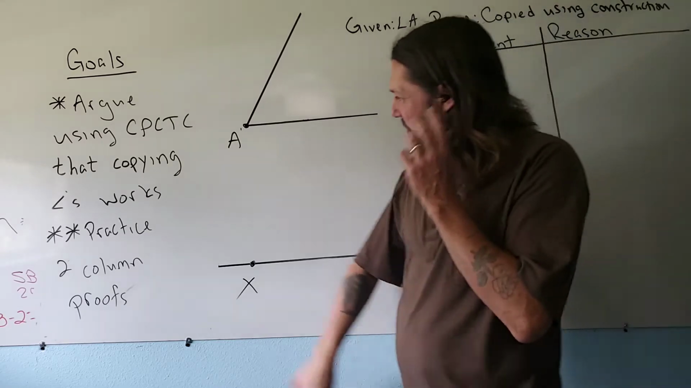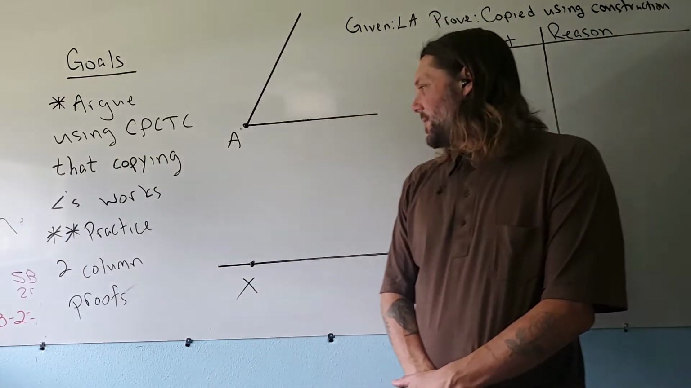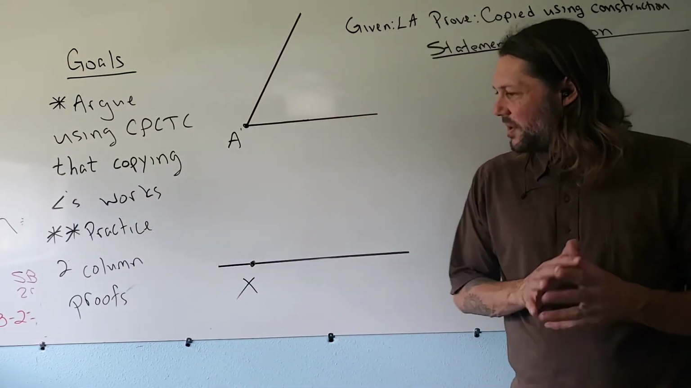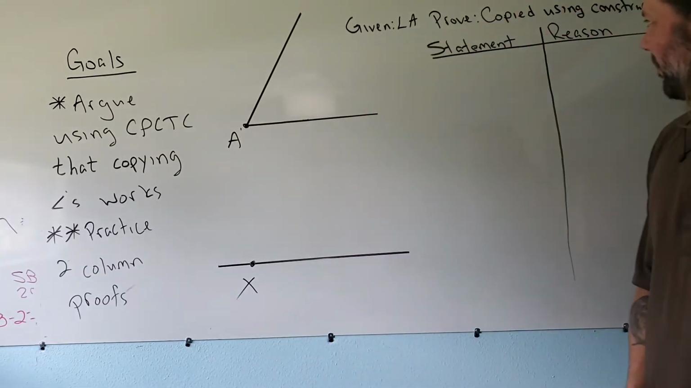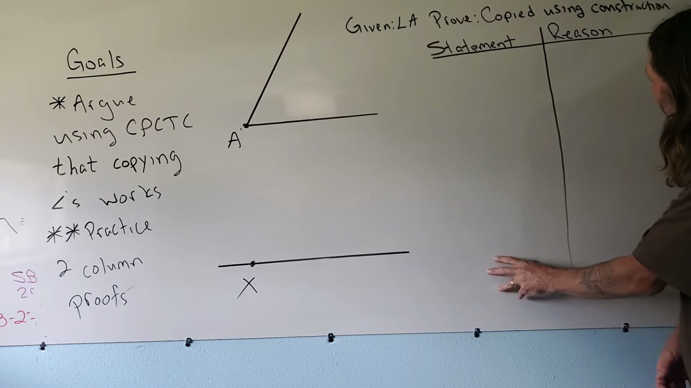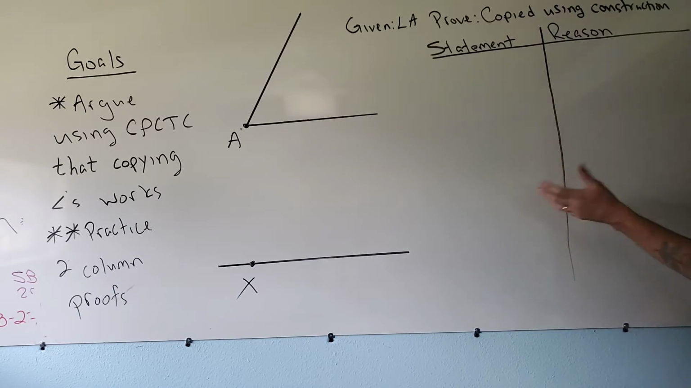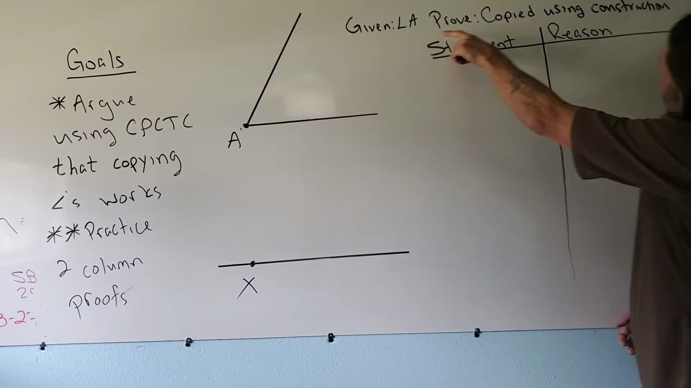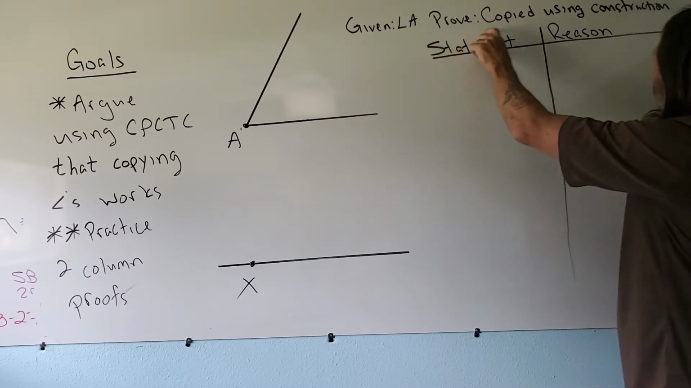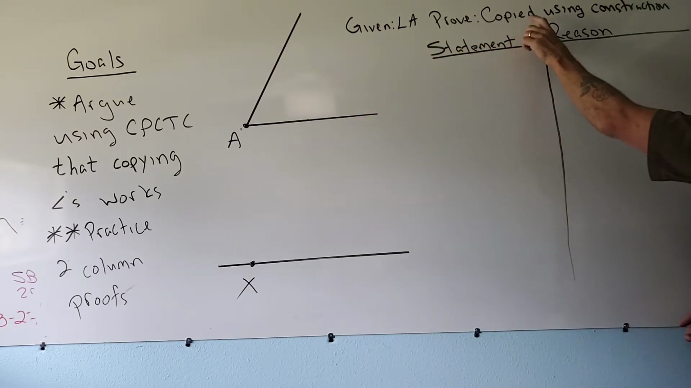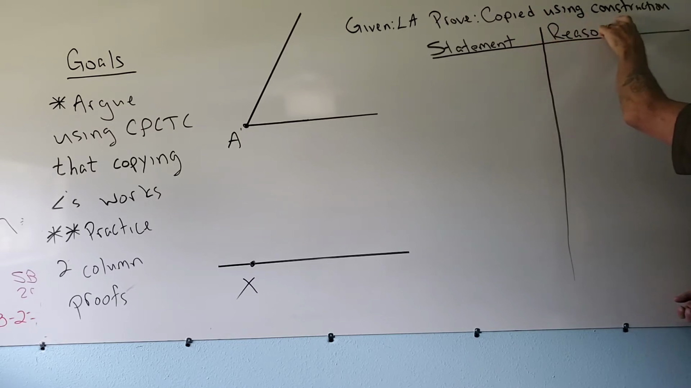And this is also an opportunity to practice some two-column proofs, just so you can see the idea behind it. Remember, with a two-column proof, I'm going to make a statement, and then I have to justify it. And I know it's kind of hard to see, but up on the top it says that I'm given angle A, and I want to prove that I copied it using a construction.